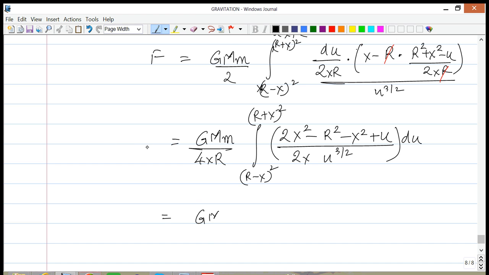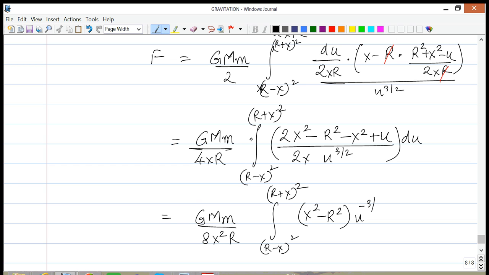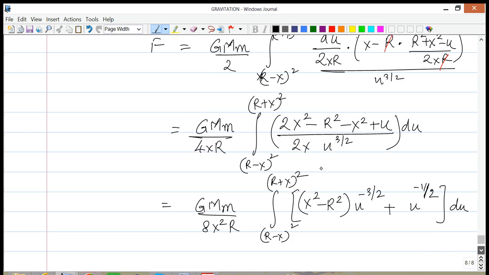This ends up becoming GMm over 8x squared r times the integral of r minus x squared, and the limits. Now inside the parentheses all you have left is x squared minus r squared, and that I'm going to multiply by u to the minus 3/2, plus the u divided by u to the 3/2 gives you a u to the minus half, with respect to u.